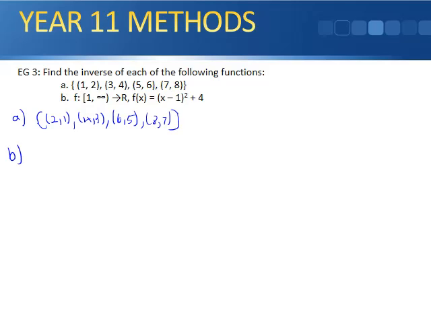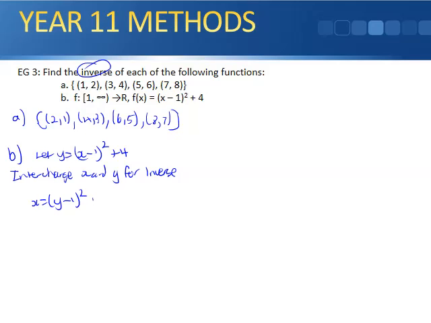Part B, f such that 1 to infinity, with the rule f of x equals x minus 1 squared plus 4. So I'll just write let y equals x minus 1 squared plus 4. We're only finding the inverse. So interchange x and y for the inverse. So we get x equals y minus 1 squared plus 4. So we get y minus 1 all squared equals x minus 4.